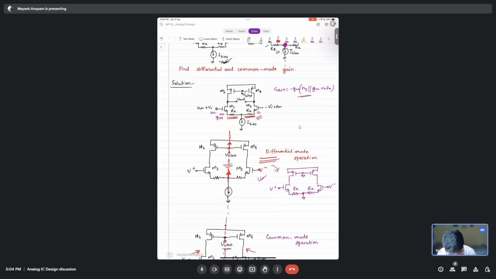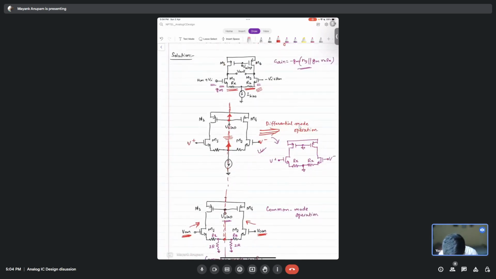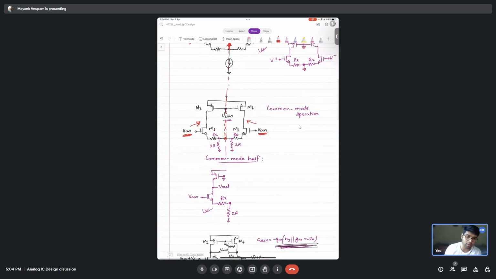Whenever you are talking about differential mode operation, anything which lies on this axis of symmetry will become AC ground. But for the common mode, that does not hold. Don't use the same thing for common mode.